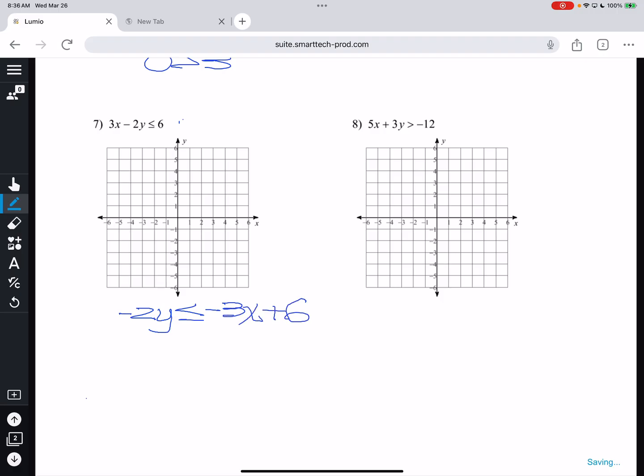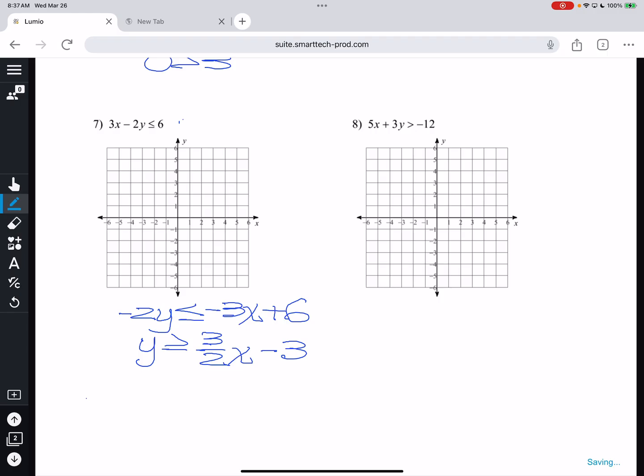Now you have to actually graph it. Not yet. What would be our next step? You have to divide it by negative 2 now. Okay, so what does that leave us with? Now you have y is greater than or equal to 3 over 2 x minus 3. Perfect.